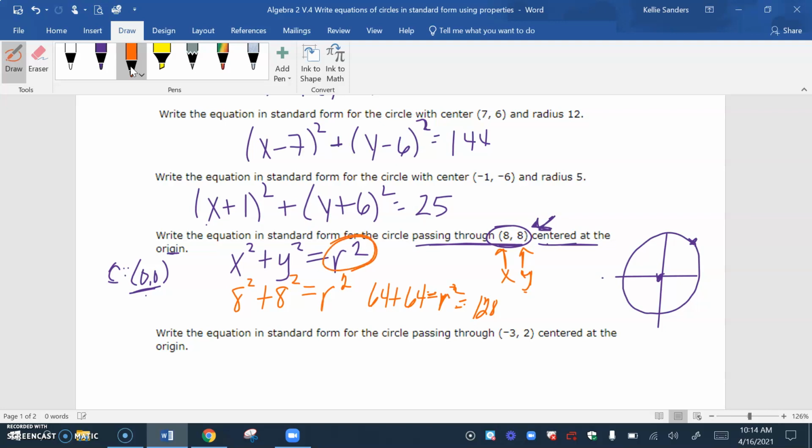What did I need? I needed r squared. Yeah, it'd be really nice to know what r is, but I didn't need to know r. I needed to know r squared, and I have that. So the answer to this problem is x squared plus y squared equals 128.